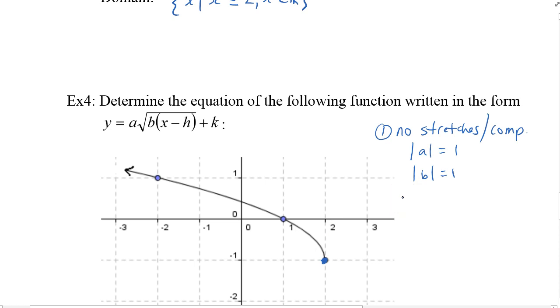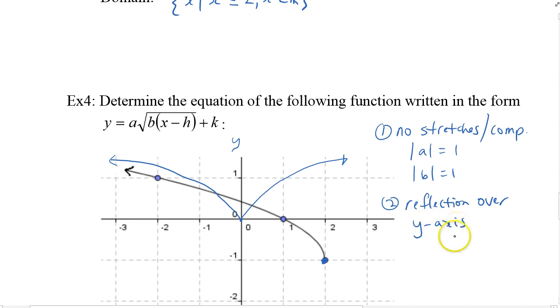So what is the reflection? Well, normally we have it going this direction, and it seems to me that what happened was there was a reflection that moved it this way, right? It reflected over the y-axis. So what does that mean? So number 2 is we have a reflection over the y-axis. So in other words, although the absolute value of b is equal to 1, that means that b is equal to -1. That's what's causing that reflection.